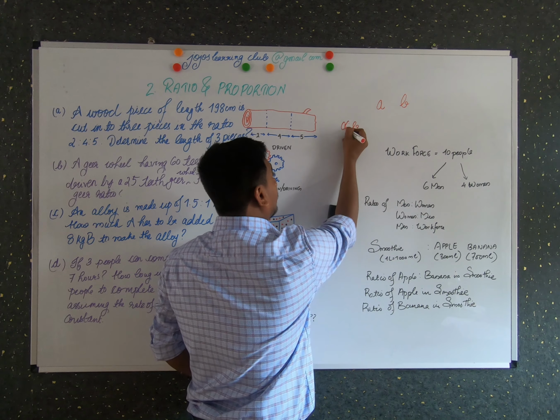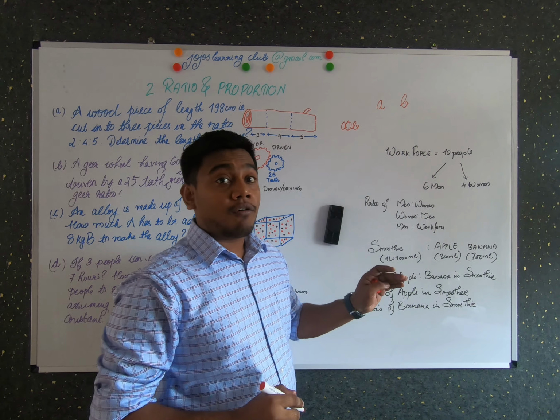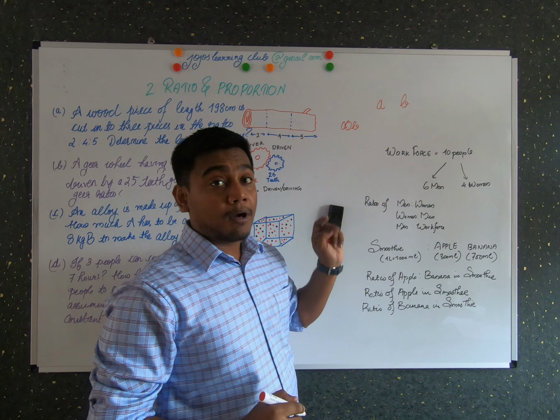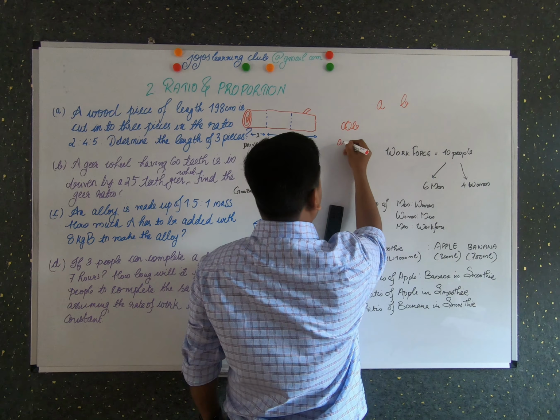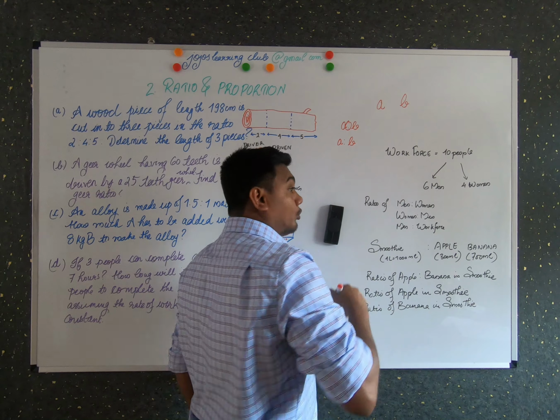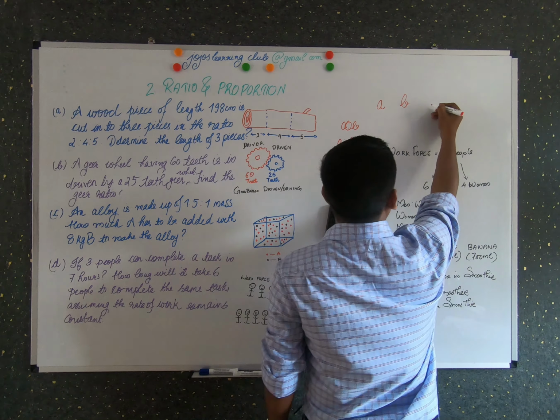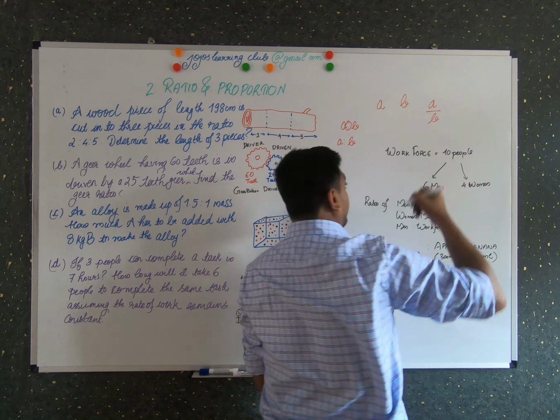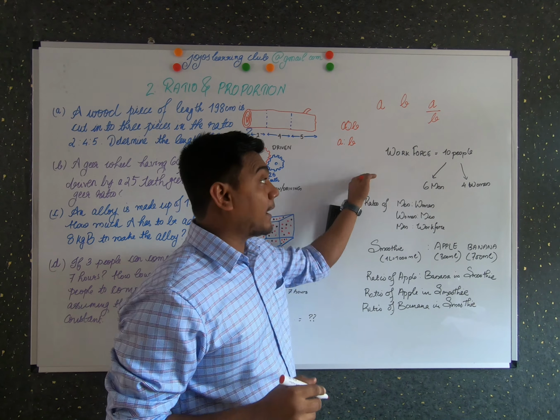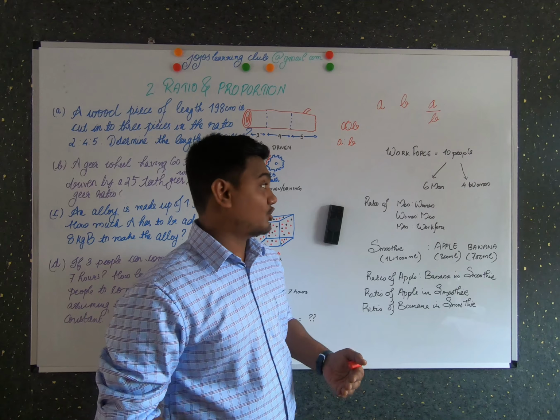The representation of ratios is with a colon. So either you can represent it as A is to B, or you can also represent ratios in terms of a fraction. That is A by B. Let's explore some more examples to understand more about what ratios are.